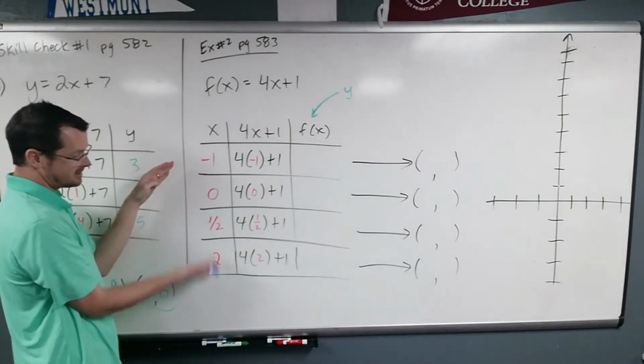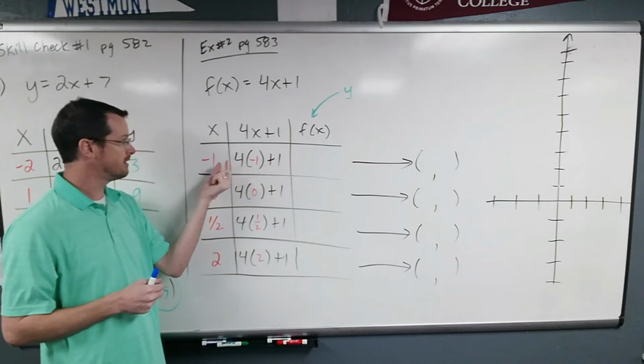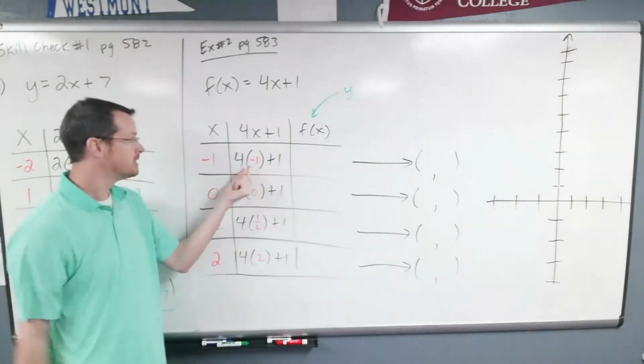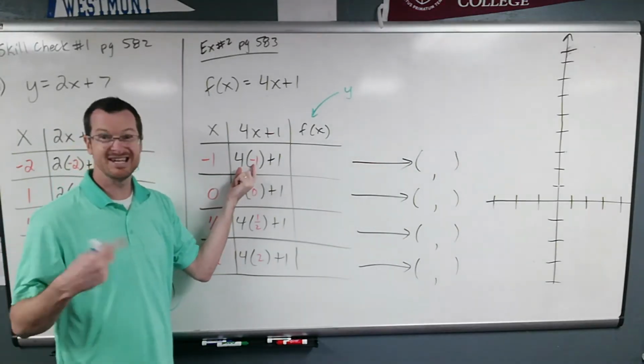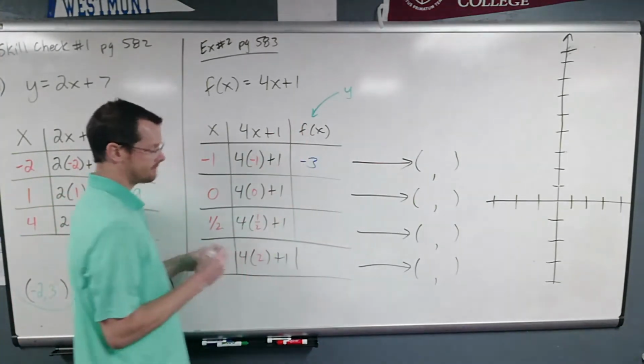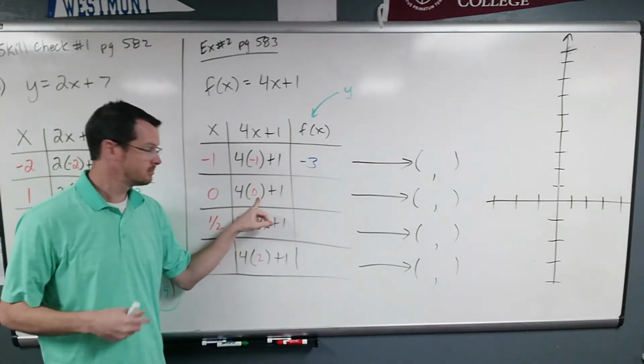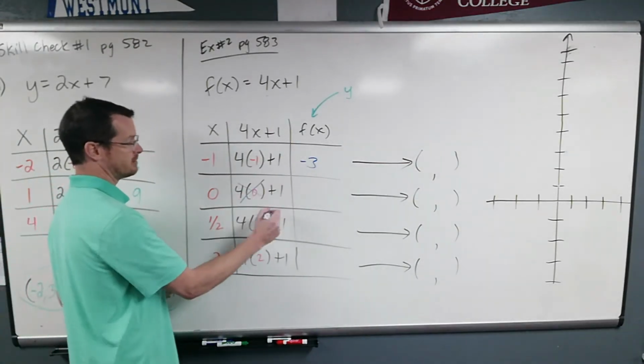They give us the numbers that we're going to plug in. Take that number, multiply by 4, and then add 1. So 4 times a negative 1, that's a negative 4, and negative 4 plus 1 is a negative 3. Plug in a 0. 4 times 0 is 0. That just goes away. You just get 1.